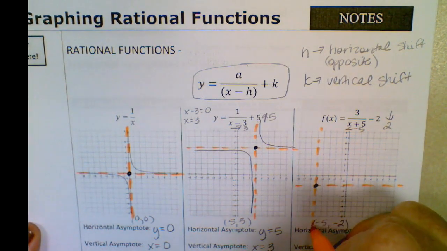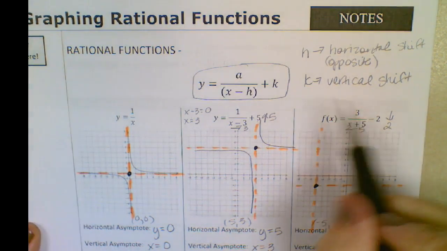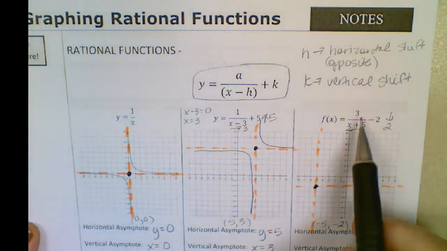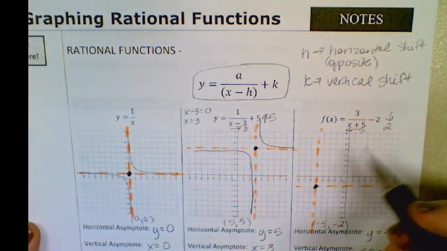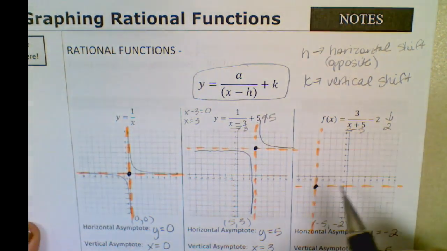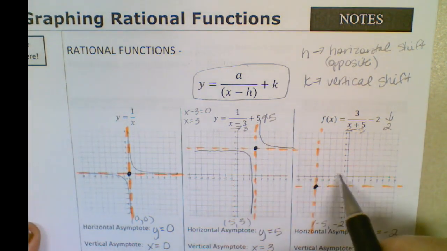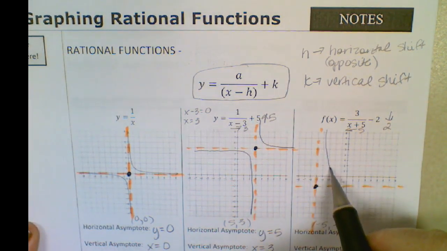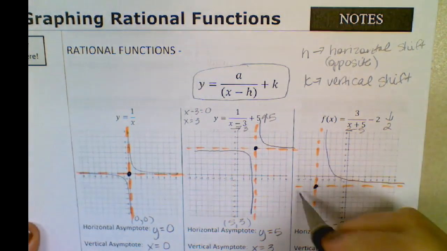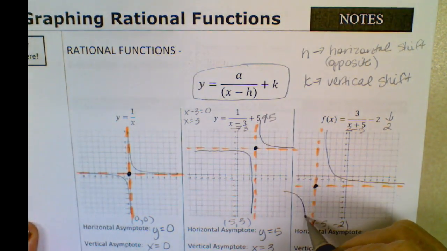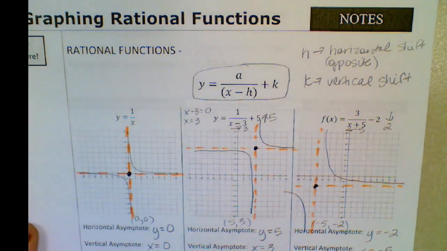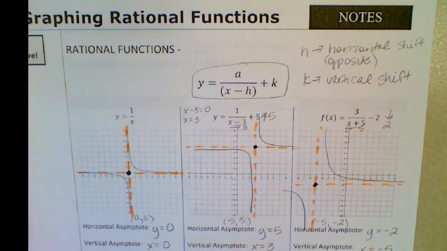Nothing else about the graph has changed at this point, except that now, previously we had 1 in the numerator, now we have 3. What that really does, the shape is still going to be the same, but it's going to kind of bend out a little bit farther than a graph that has 1 as the numerator. I'm not really overly concerned about that at this point. I want the general shape and shift of the functions.